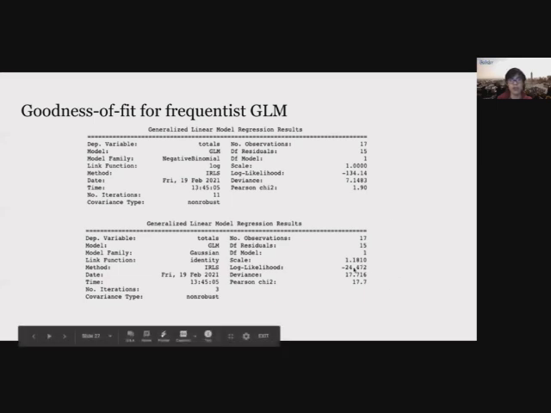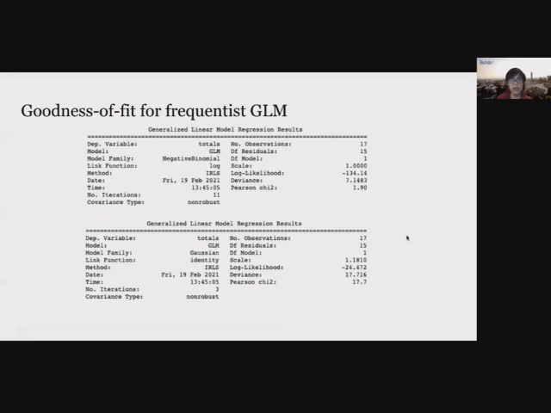So the takeaway from this is that when we want to use these quantities to compare different models, we have to be very careful about what they mean and when they can be compared and when they cannot be compared.